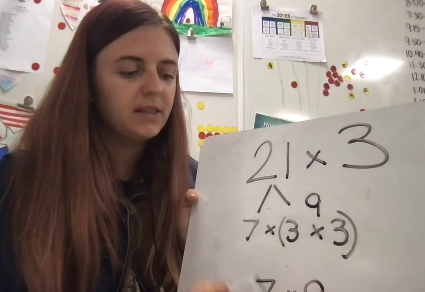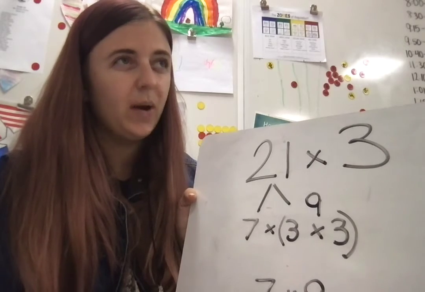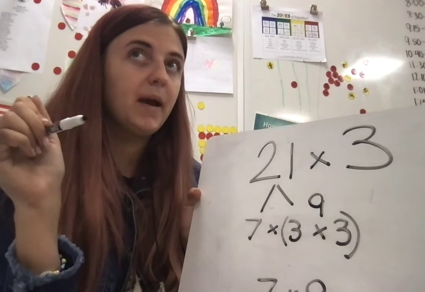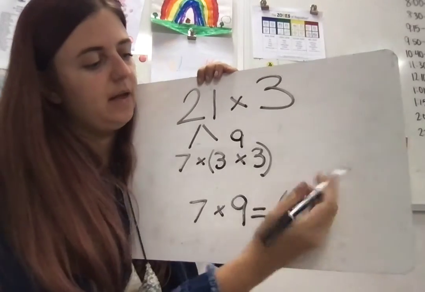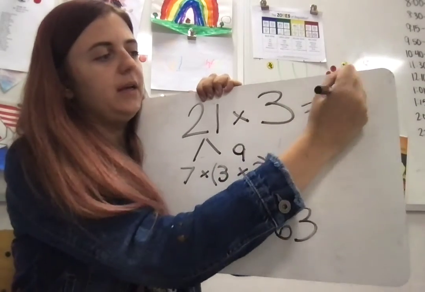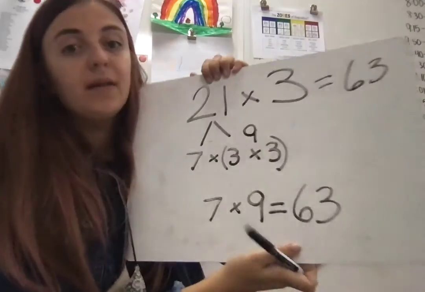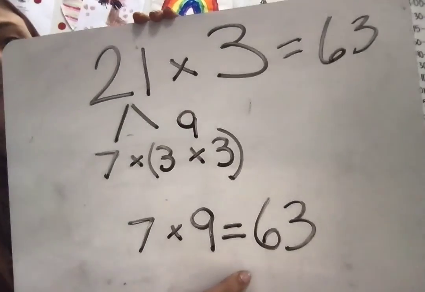Remember, 9 is close to 10, so that would be 70 if it was 10. But I need to take away a 7. 70 minus 7 is 63. So that means 21 times 3 is 63. This is the associative property. All right, awesome job.